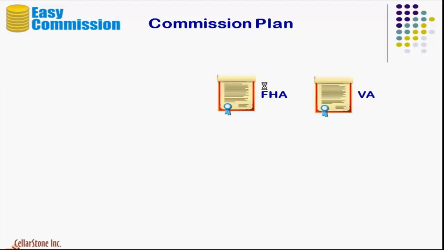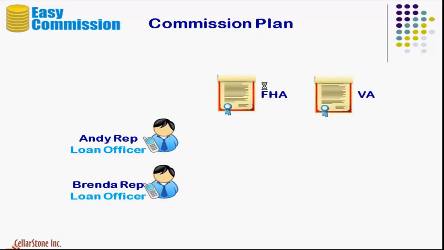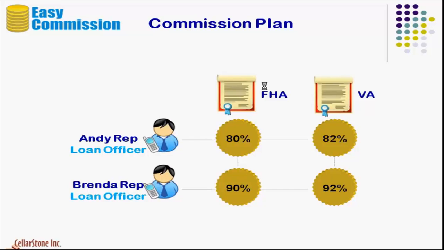This company represents various mortgage products. For this demo, we will be looking at FHA and VA loan products. There are two loan officers, Andy and Brenda. Andy gets paid different commission rates for the FHA and VA loan products based on the loan income. Brenda also gets paid different commission rates for FHA and VA, but her rates are different from Andy's.